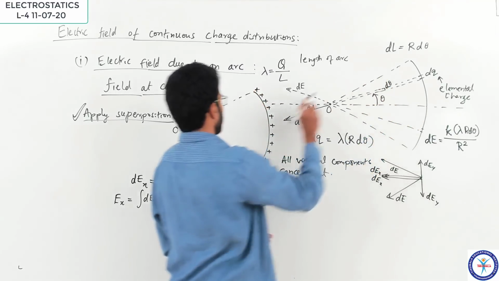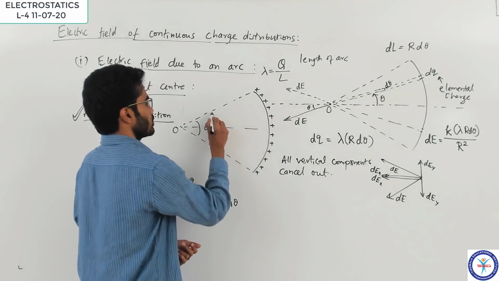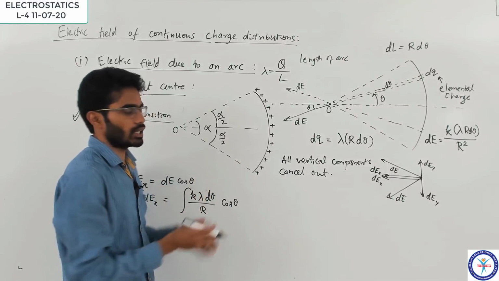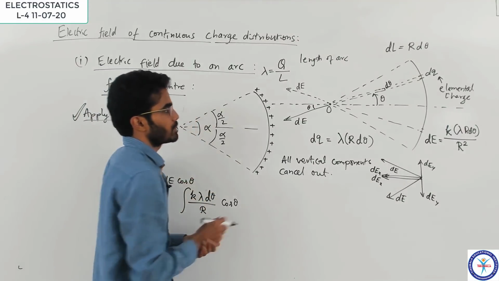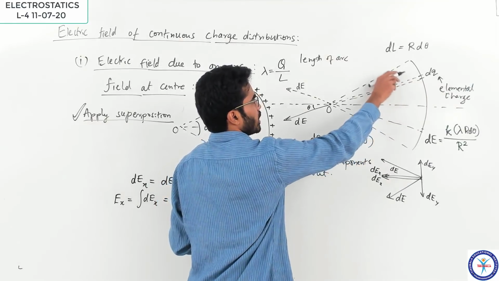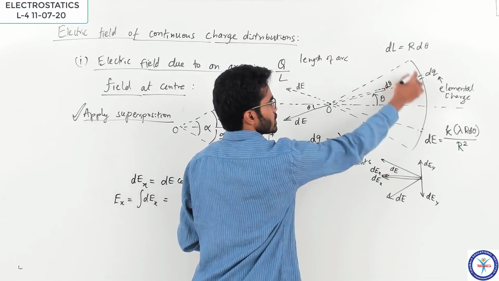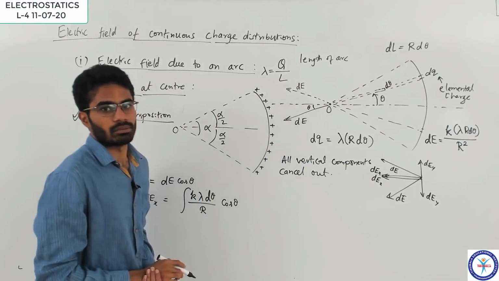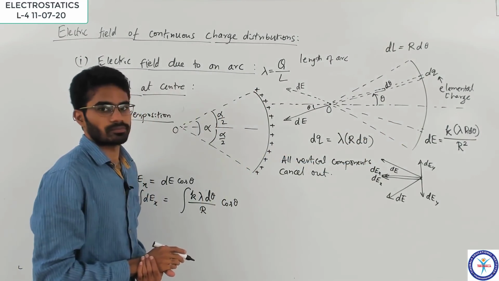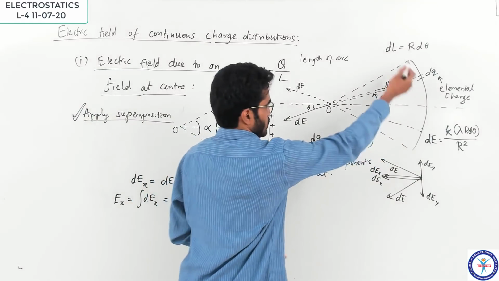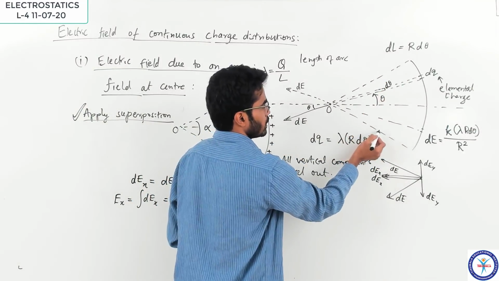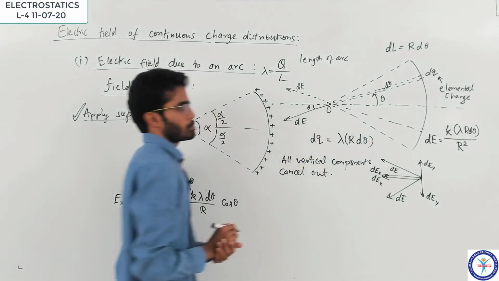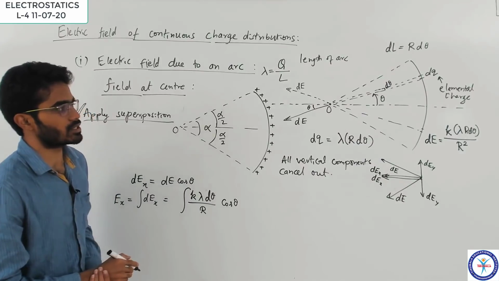If it is alpha by 2, see, the whole angle is alpha, so this is alpha by 2 and this is alpha by 2, right? Alpha by 2, alpha by 2. Now if you vary from 0 to alpha by 2, you will involve only these charges. These will be neglected, but that is not what we should do. We have to include all the charges. So you have to vary theta from this portion to this portion. So you have to consider all the elemental charges in that region.